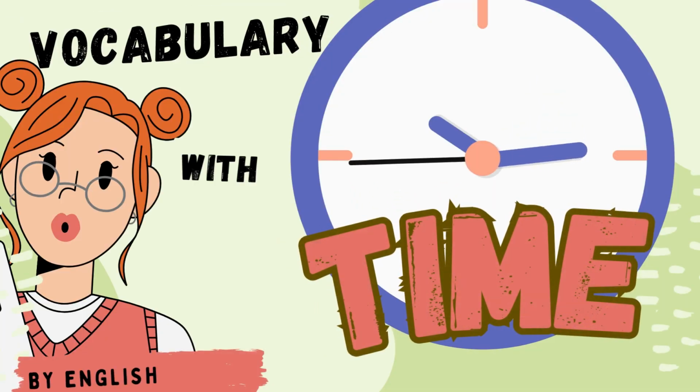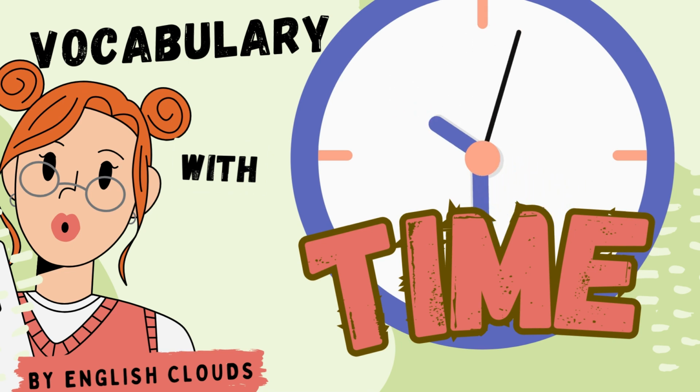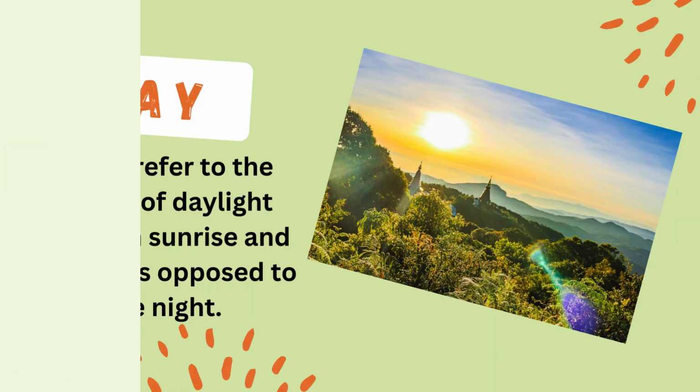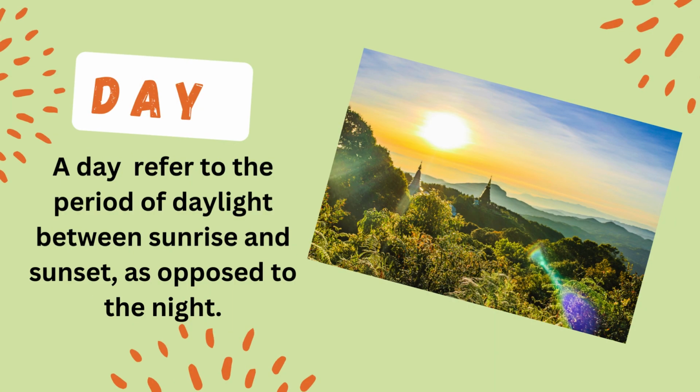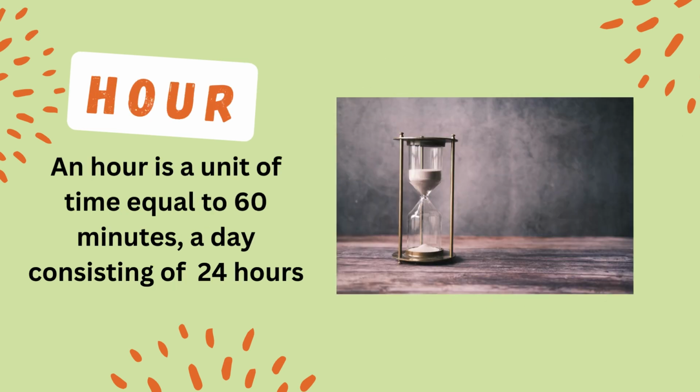In this lesson, we'll see vocabulary related to the time. Day. A day refers to the period of daylight between sunrise and sunset, as opposed to the night. Hour. An hour is a unit of time equal to 60 minutes. A day consists of 24 hours.